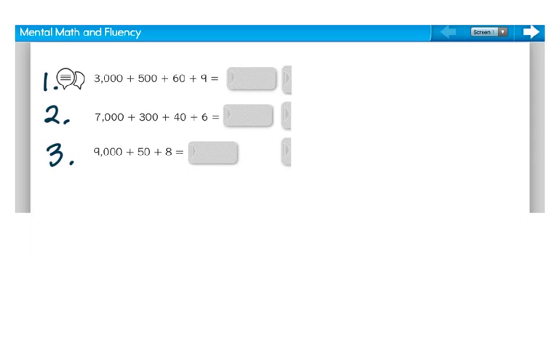Today you are looking at expanded form. I would like you to put that into standard form. So what would each one look like? I'll do the first one for you. 3,000 plus 500 plus 60 plus 9 would be 3,569. Would you please do that for numbers 2 and 3? Go ahead.